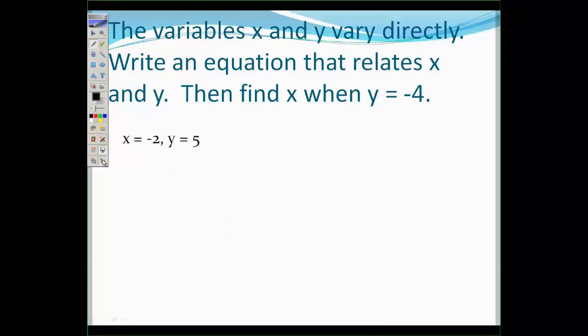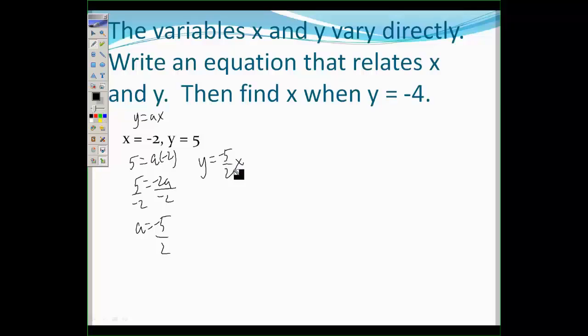Okay. In all of these problems, you always start with the direct variation equation of y equals ax. Plug some stuff in. 5 equals negative 2a, divided by negative 2, a equals negative 5 halves. The first step is finding the equation.